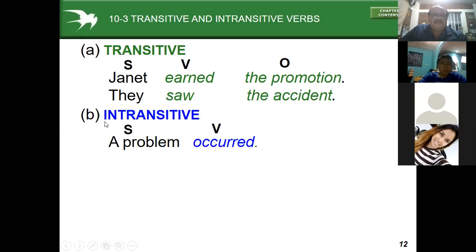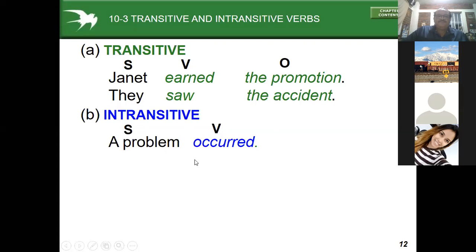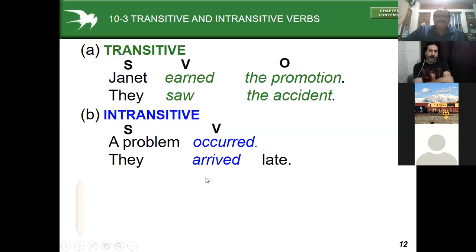Look at this one. Intransitive. This says a problem occurred. You don't say a problem occurred me. This is just a problem happened. So here you don't see an object. They arrived late. But here late is not an object, right? They arrived early. It can be an adjective. They arrived together. It's just a compound. Or you can say only they arrived. They arrived alone.